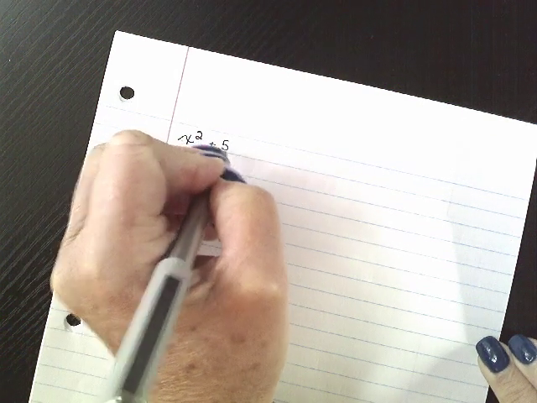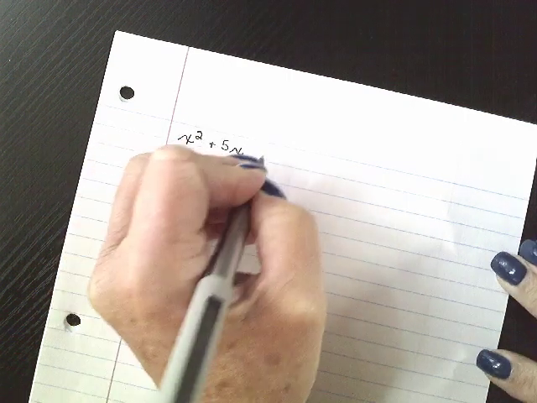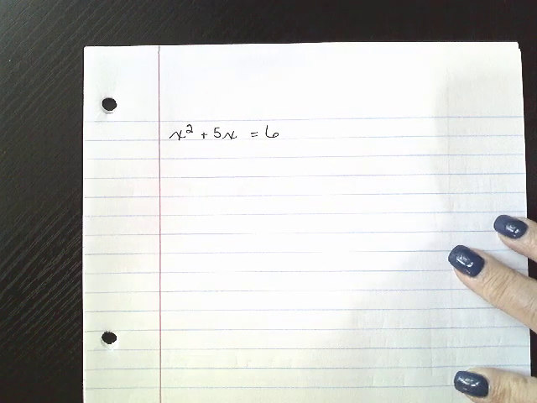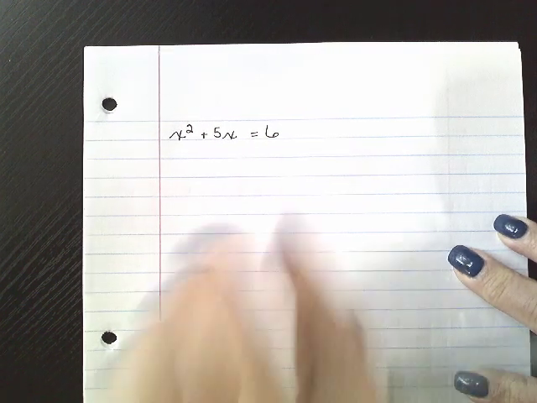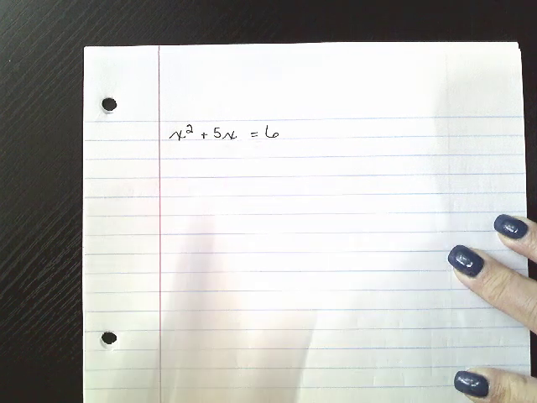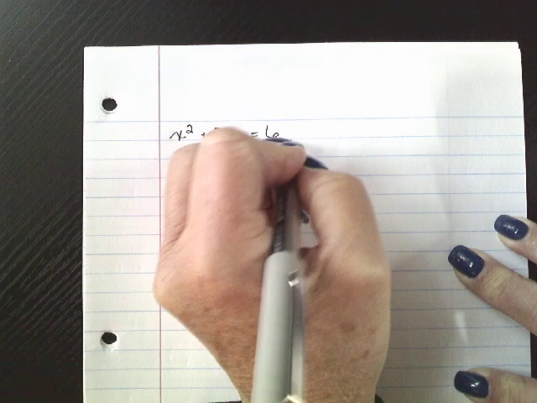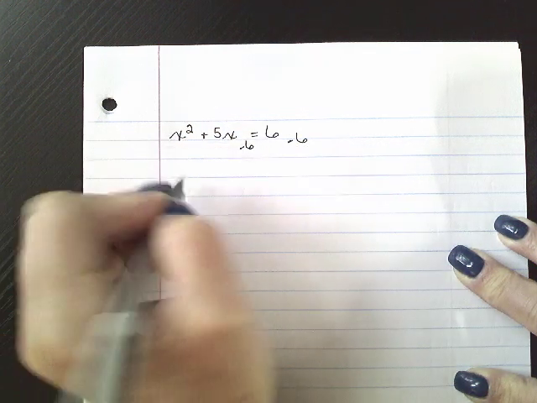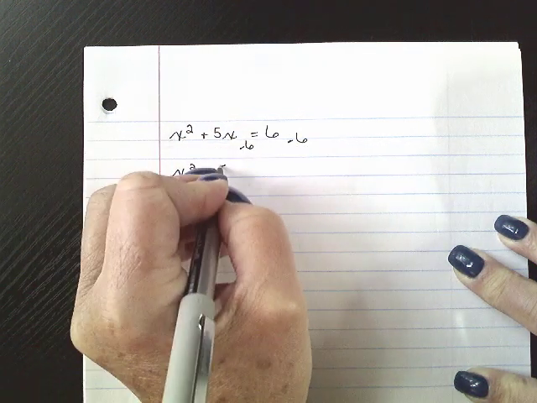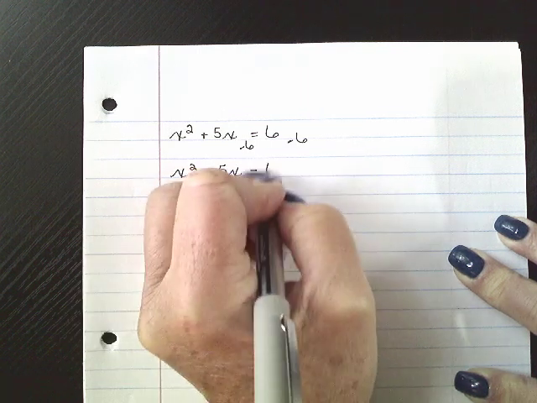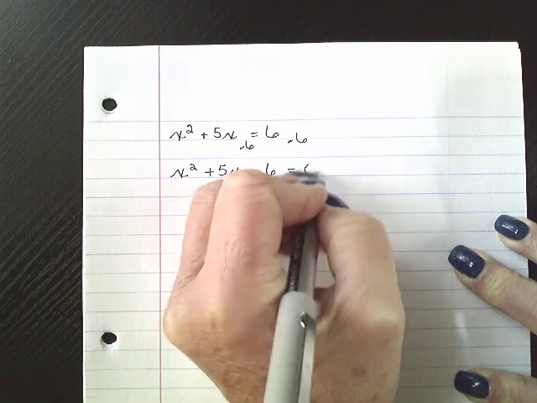So if we have x squared plus 5x equals 6. Okay, in order to solve these, you're going to want to make sure that you factor them first. In order to factor this, we have to move that 6 over so it's in ax squared plus bx plus c form. So I'm just going to subtract 6 from both sides, and I'm going to get x squared plus 5x minus 6 equals 0.